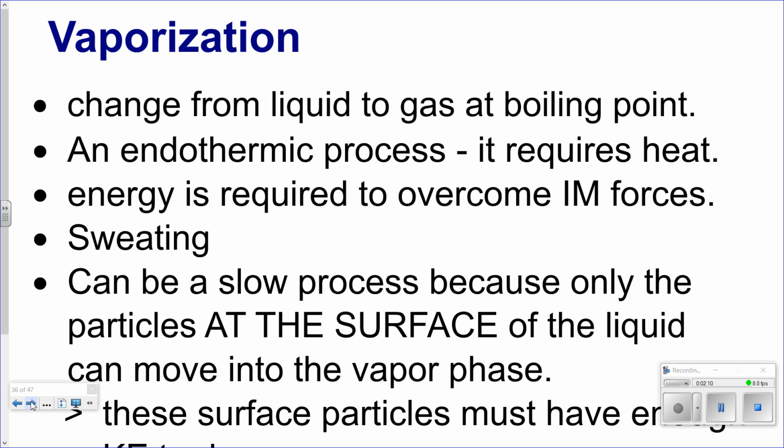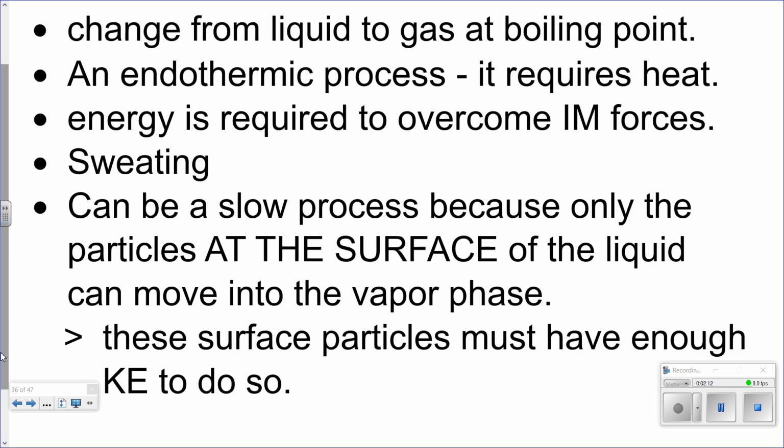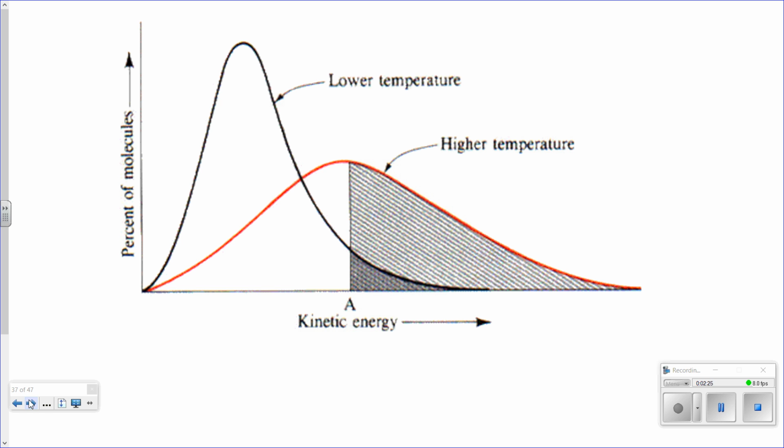Okay. Now, vaporization can be a slow process because vaporization only happens at the surface of the liquid and the air, that interface. Okay. And not only that, but the second thing is those particles must have enough energy at the surface. So if we take a look at, let's say this is room temperature right here, this is 25 degrees Celsius, and this is, let's say, 100 degrees Celsius. This is another Maxwell-Boltzmann energy distribution diagram.